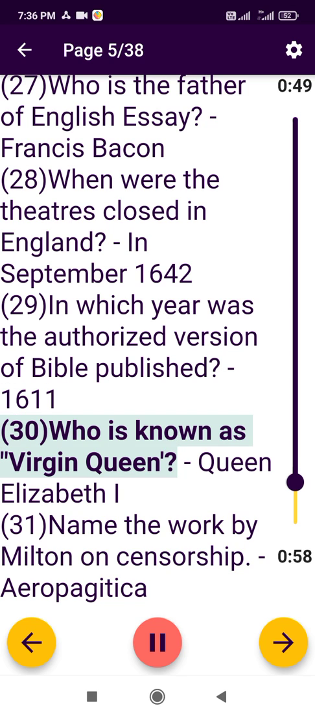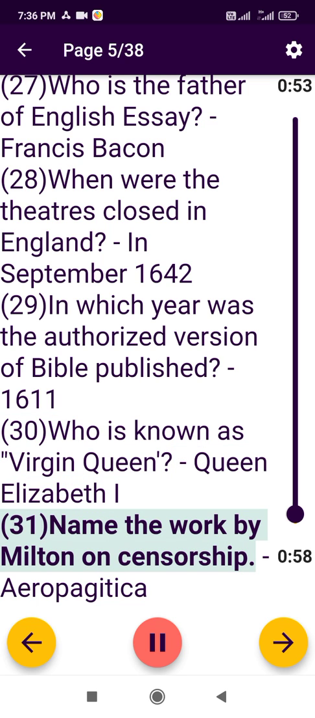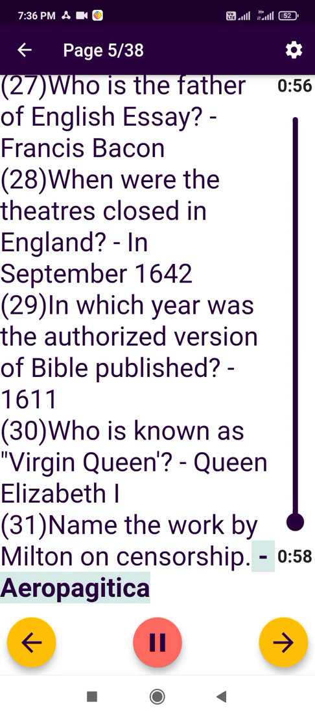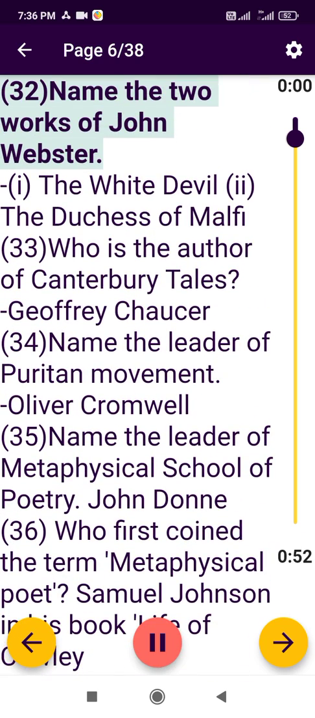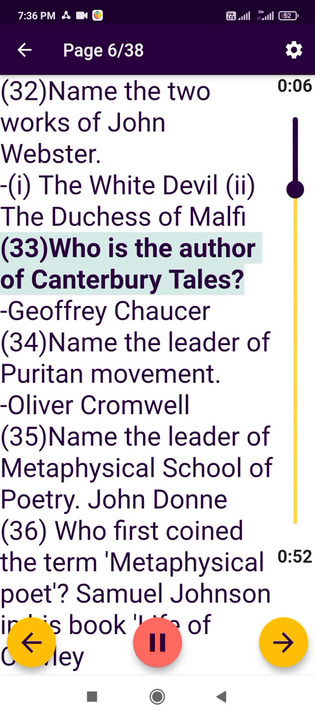1611. 30. Who is known as Virgin Queen? Queen Elizabeth I. 31. Name the work by Milton on censorship. Areopagitica. 32. Name the 2 works of John Webster. I. The White Devil. II. The Duchess of Malfi.